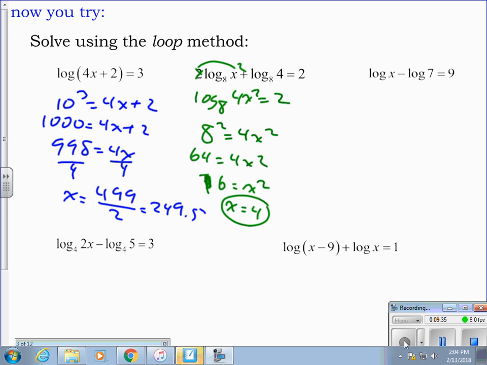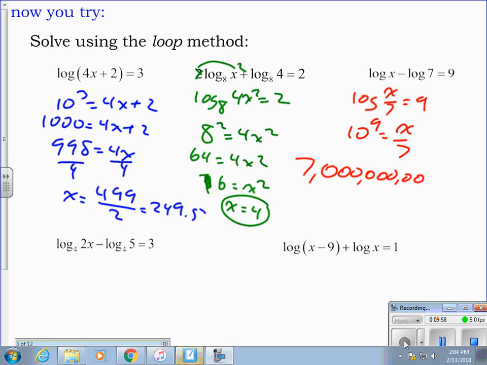Next one's actually a little easier. Combine them up. Log of x over 7 equals 9. So I get 10 to the 9th power equals x over 7. So that means multiply both sides by 7. I get a 7 followed by 9 zeros is equal to x. Or you could write it in scientific notation, 7 times 10 to the 9th. Either way, I'd live with.